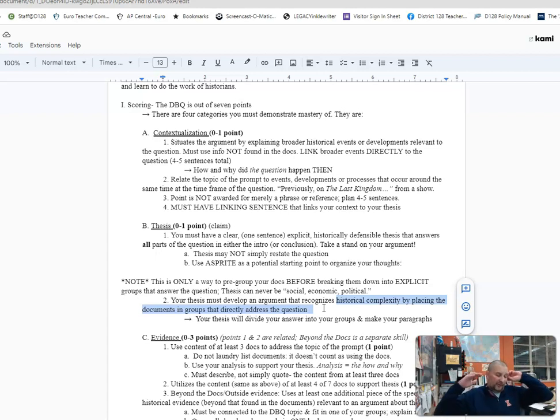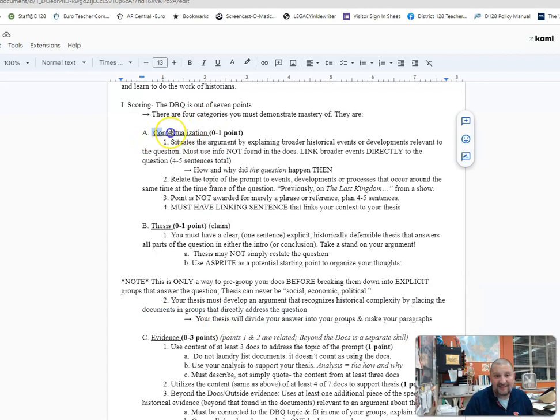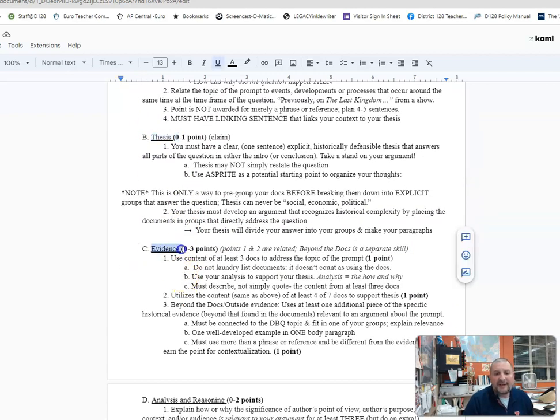So your thesis is going to divide your answer into groups and make your paragraphs. Again, when we talk about breaking down the documents, you're looking for ways to group them into groups of 2 or 3. Those groups are going to be your thesis. It's going to organize your thesis, and that's going to organize your entire essay. So those are the first 2 tasks, contextualization and thesis. The third one is evidence.